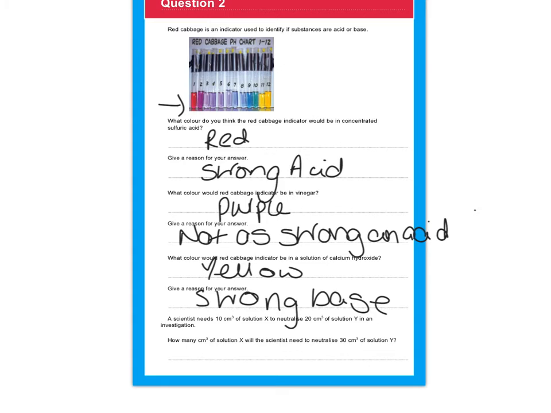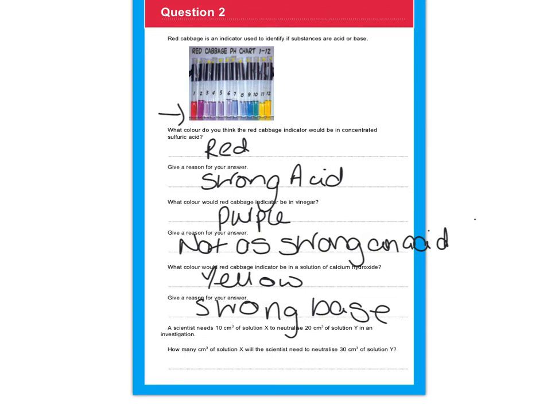And the final question, guys, is asking to look at a solution. So a scientist needs 10 centimetres cubed of solution X to neutralise 20 centimetres cubed of solution Y. So whatever he has of X, he needs to double the amount of Y he has in order for the solution to be neutralised. The question is asking us how many centimetres cubed of solution X will the scientist need to neutralise 30 centimetres cubed? Well, we said it needs double the amount. So if 30 is double, half of that is 15.